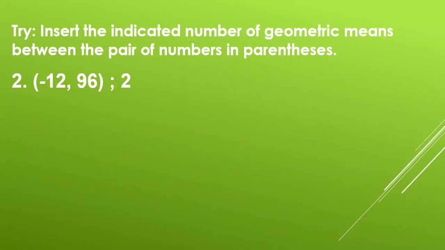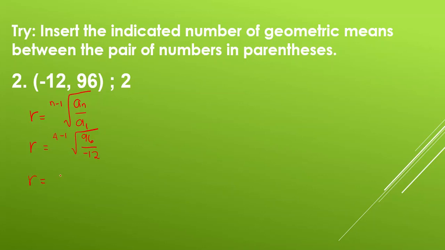Okay? For number 2 example, we are to insert two geometric means between negative 12 and 96. So the general formula for the common ratio is equal to the n minus 1 root of the last term divided by the first term. So your r is equal to, there will be a total of 4 terms: the 2 that you are to insert plus the given 2 terms. So 4 minus 1 root of 96 divided by negative 12.